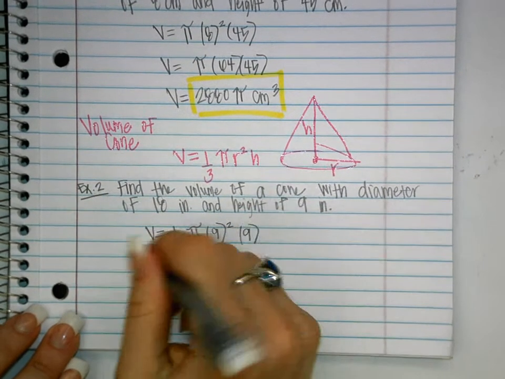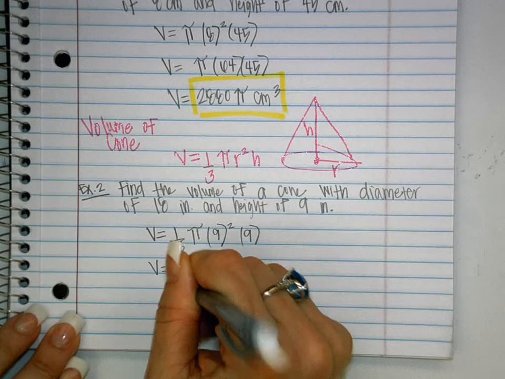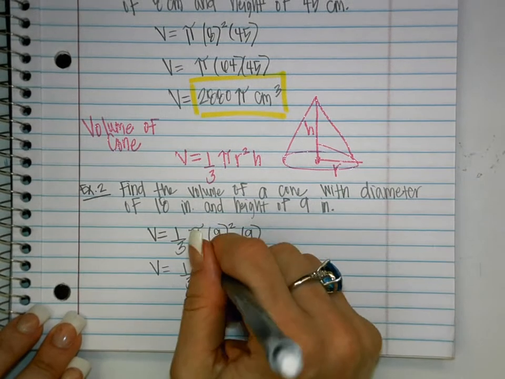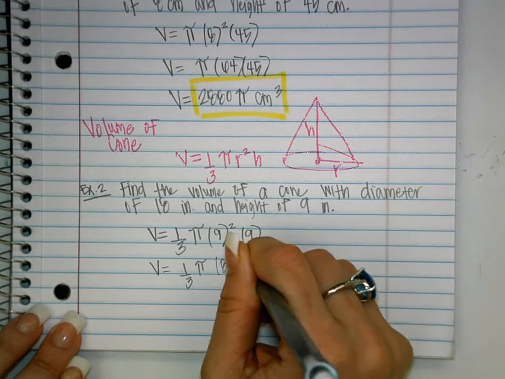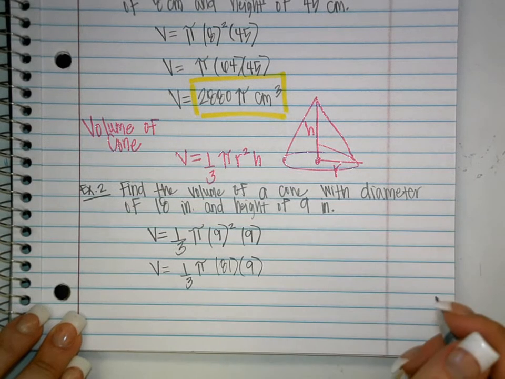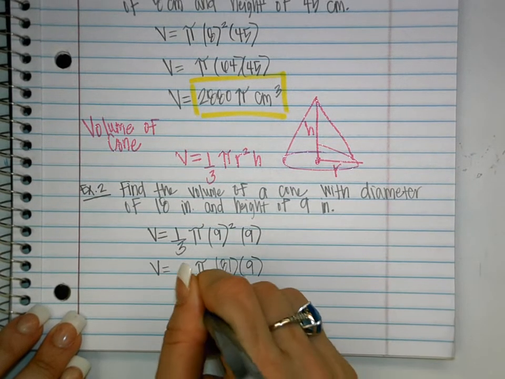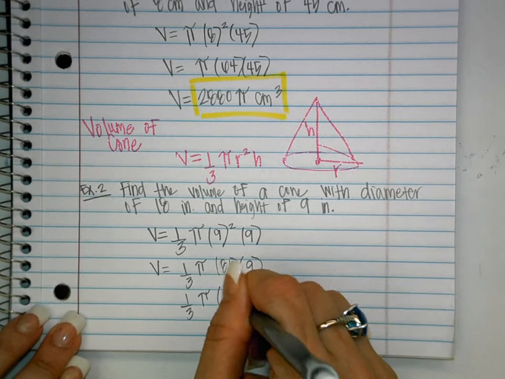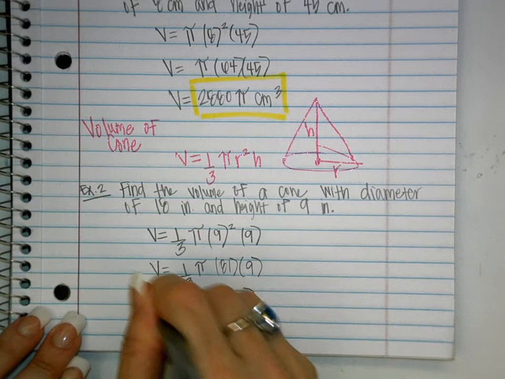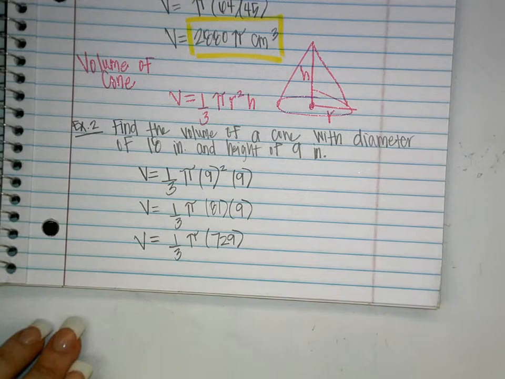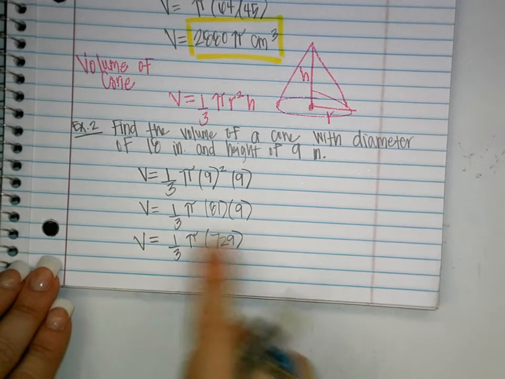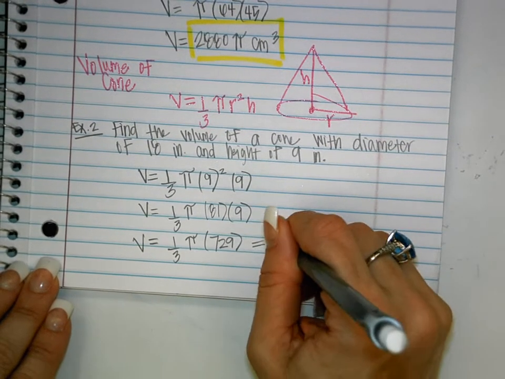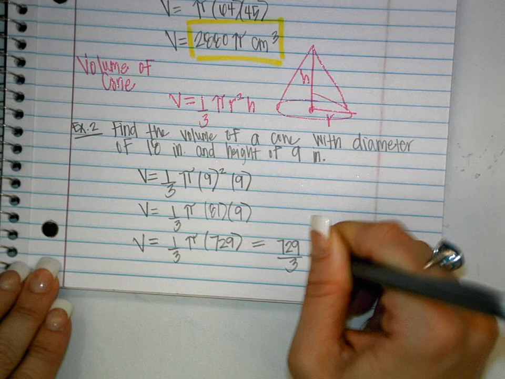So when we work this out, we're going to get volume equals 1/3 times pi times what's 9 squared? 81 times 9. Keep multiplying this. We got 1/3 times pi times 81 times 9 is 729. What would I do next? Divide by. We're going to multiply these together. Okay? So you were right. So 729 over 3 pi.